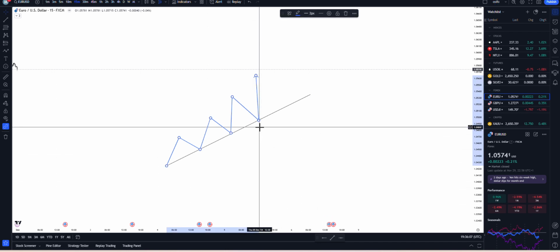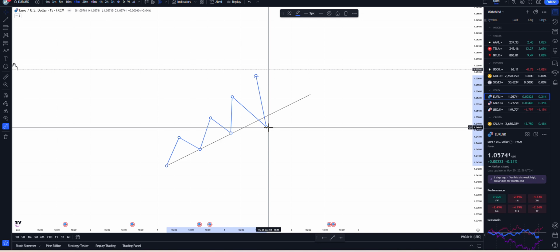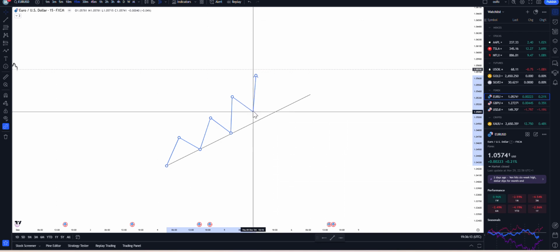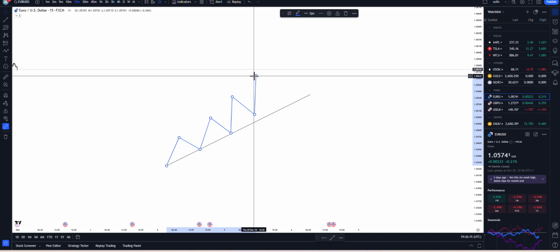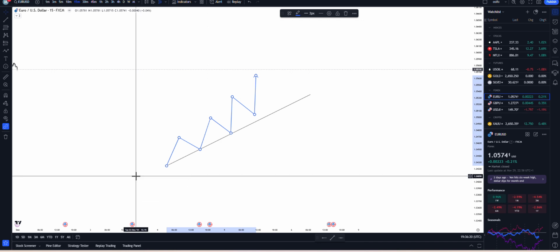So it may not always align as smooth as this. It can come below it, it can come to this point and not get to it, and then the next one that follows can come and get to it. Okay. So this is how you draw your trend line.